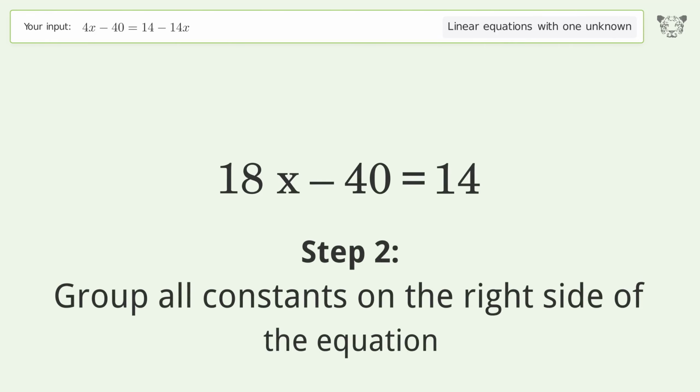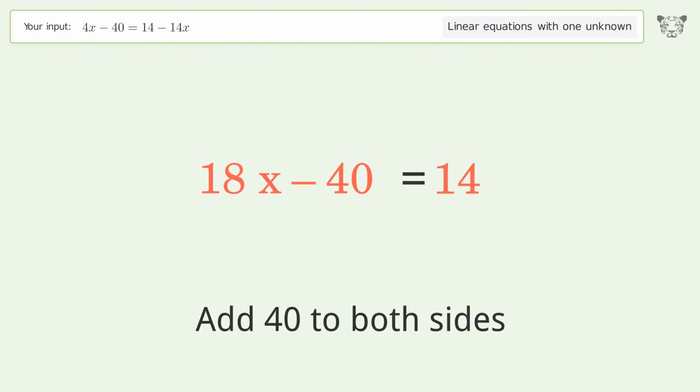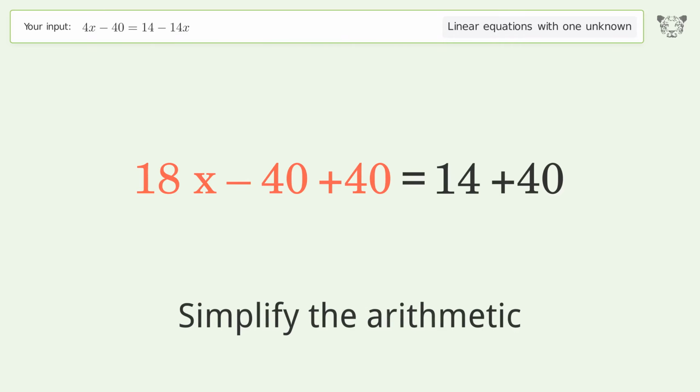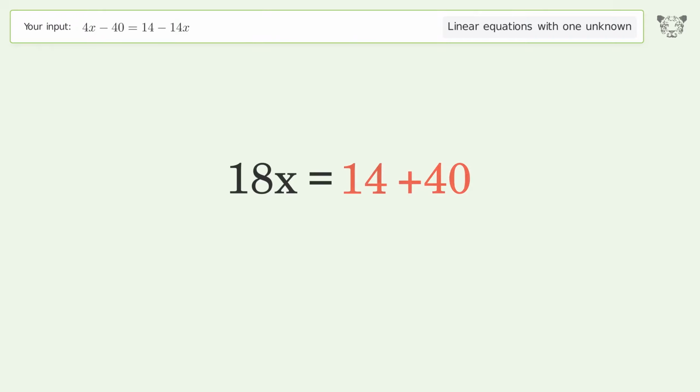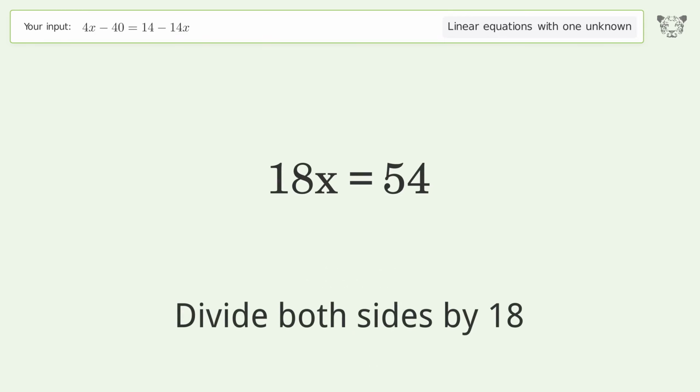Group all constants on the right side of the equation. Add 40 to both sides. Simplify the arithmetic. Isolate the x. Divide both sides by 18.